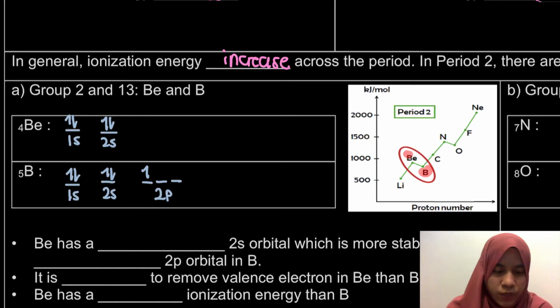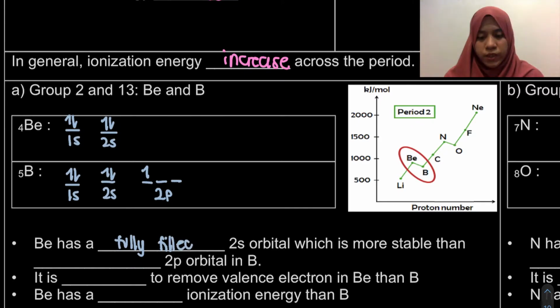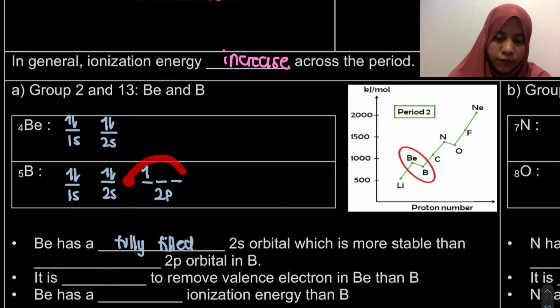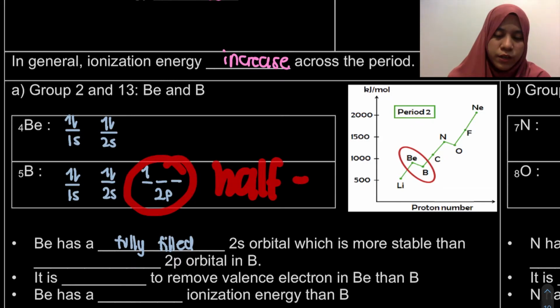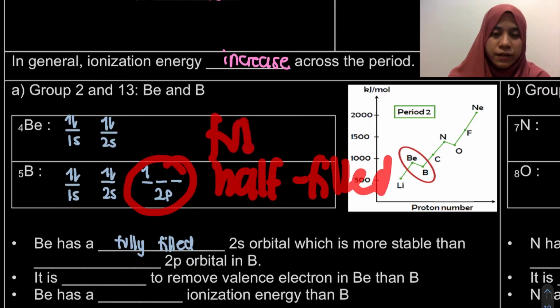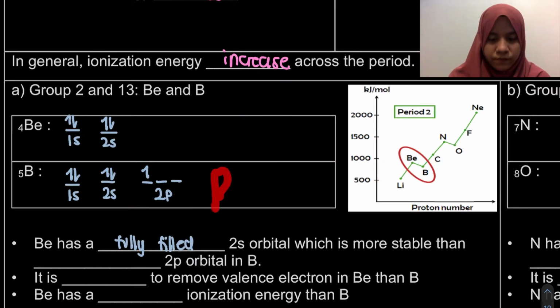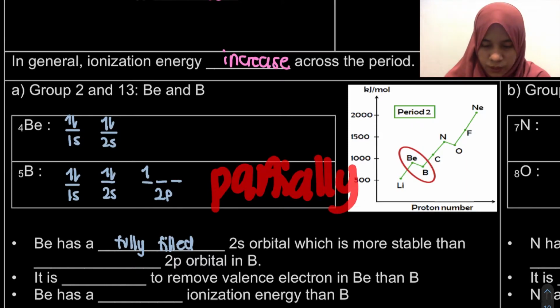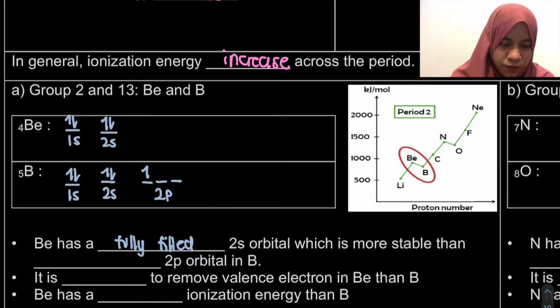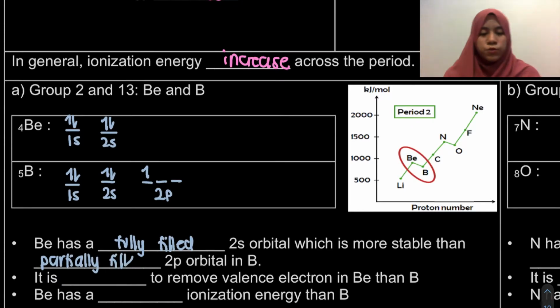Okay, so as we can see here, beryllium has a fully filled 2s orbital, which is more stable than the 2p here. It's not half filled, but it's also not fully filled. It's actually partially filled. So the fully filled 2s orbital is more stable than the partially filled 2p orbital in boron.